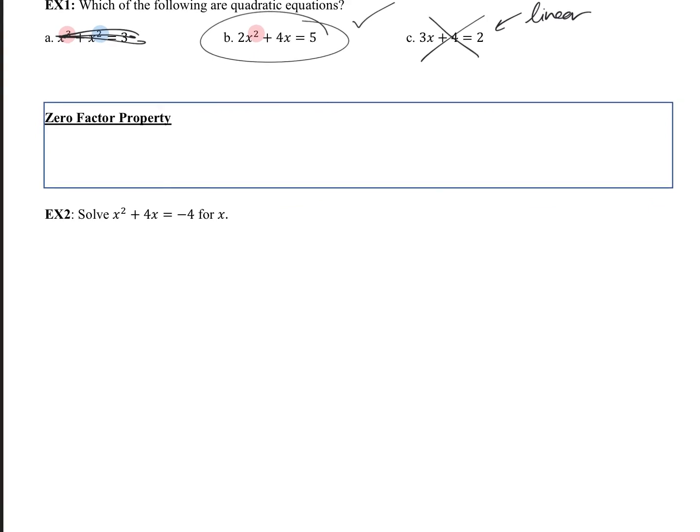So first off, a reminder on the zero factor property. If we have two numbers that have a product of 0, then one of them must be 0. This is just a quick overview on it. Remember, you can go back into the other sections and how we did this. So if we have a times b equals 0, then either a equals 0 or b equals 0.